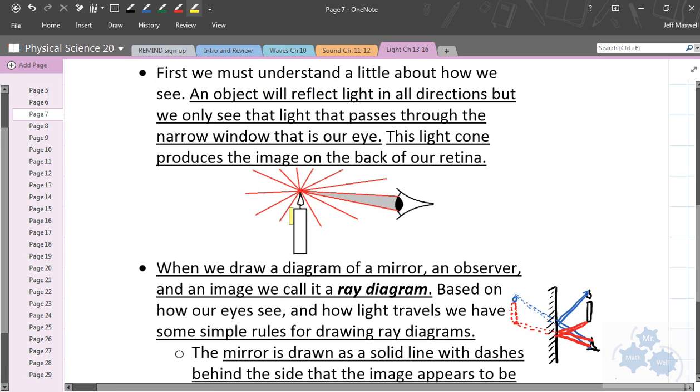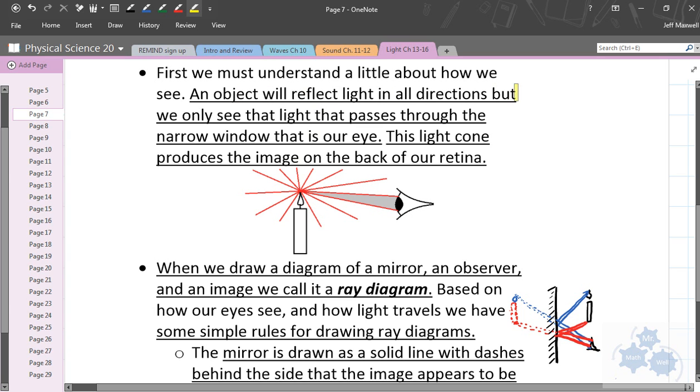So you see this picture of a candle here. It doesn't matter where you are, here or up here or over here, behind, in front, whatever, you would be able to see the candle. If there was 100 of you in the room looking at the same candle, all of you would be able to see it at once. And that's because the rays of light shine in every direction from the candle.